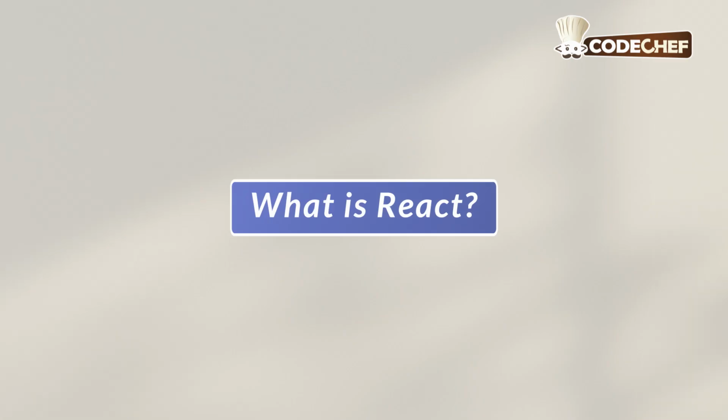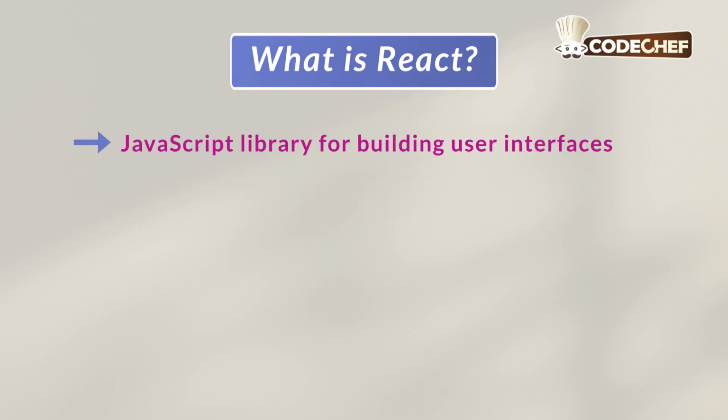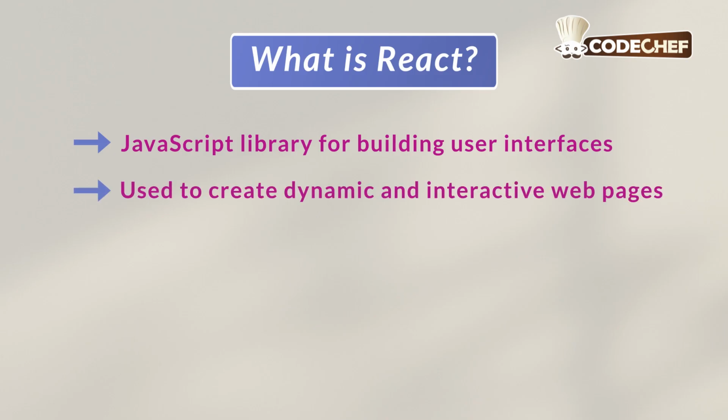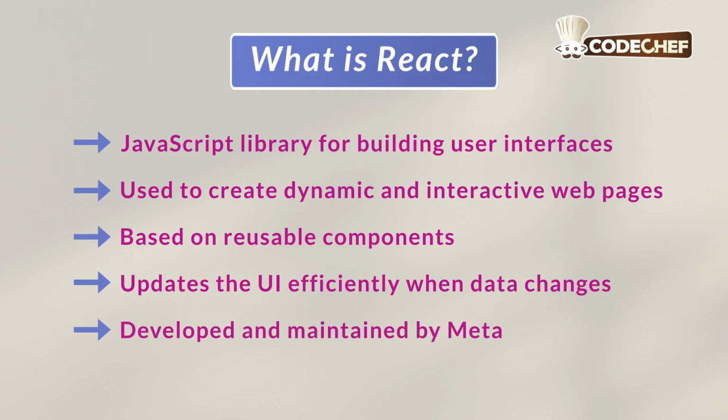So let us look at what React is. React is basically a JavaScript library which is developed and maintained by Meta, which is used for building user interfaces. It is used to create dynamic and interactive web pages and is built based on reusable components, which update the UI efficiently if the data changes. That is, you don't need to define the change in UI for every step. React will take care of updating it.